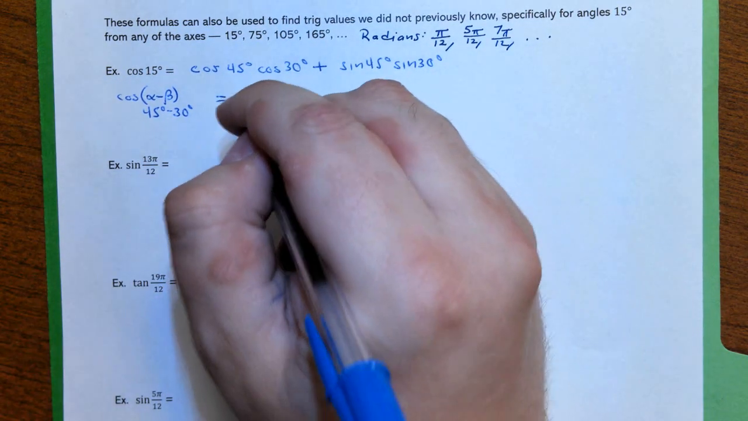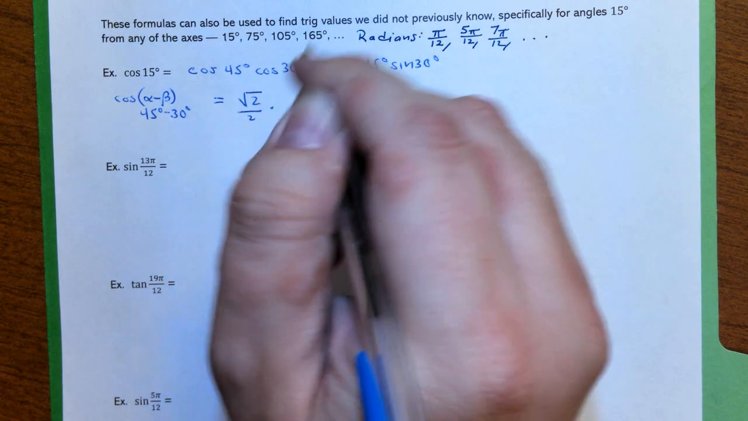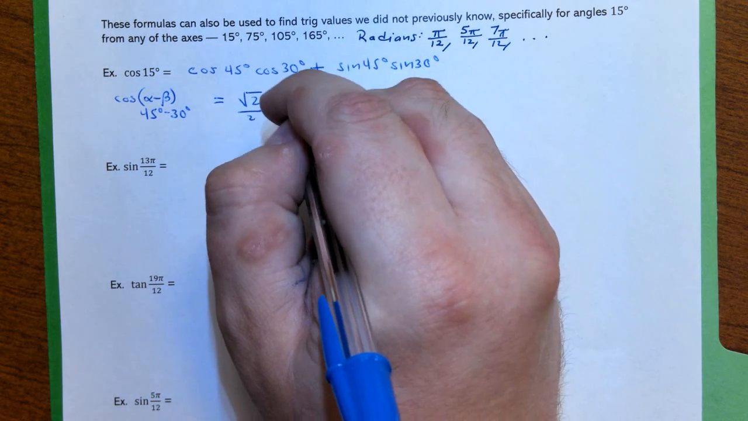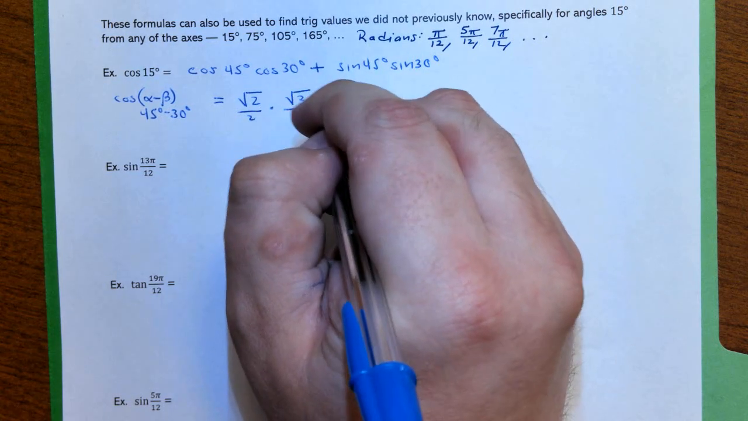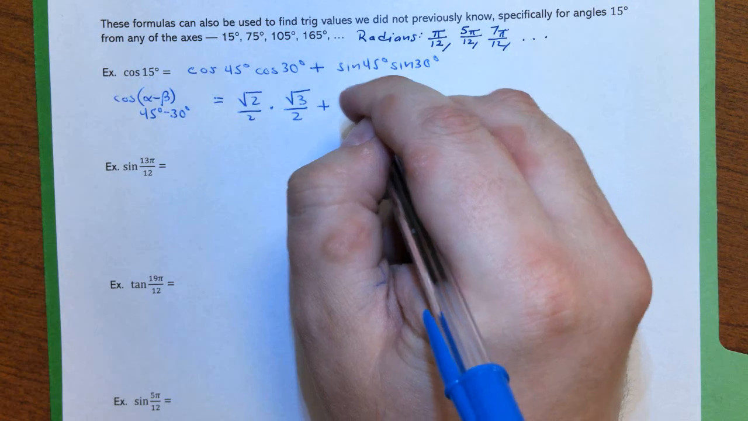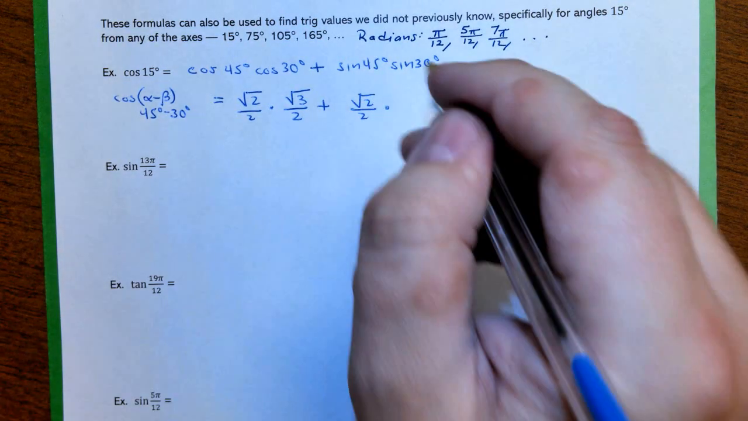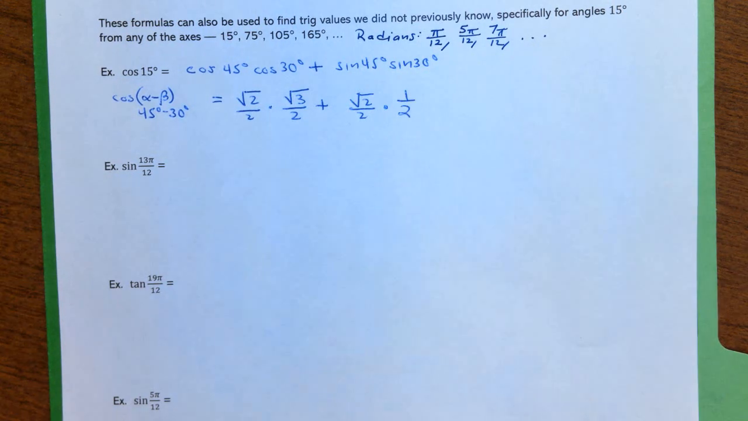Well, the cosine of 45 degrees is the square root of 2 over 2. The cosine of 30 degrees is root 3 over 2. How about the sine of 45 degrees? That is also root 2 over 2. And the sine of 30 degrees will be simply 1/2.